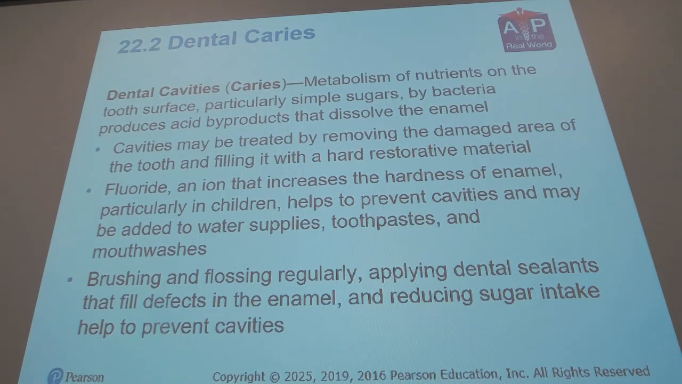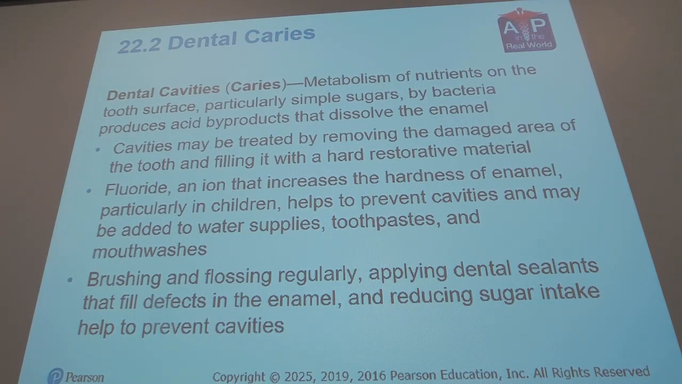We have a particular bacterium, Streptococcus mutans, that together with other bacteria accelerates the process of producing these cavities. And now the treatment will be removing the damaged area and filling it with either amalgam or ceramic resin.